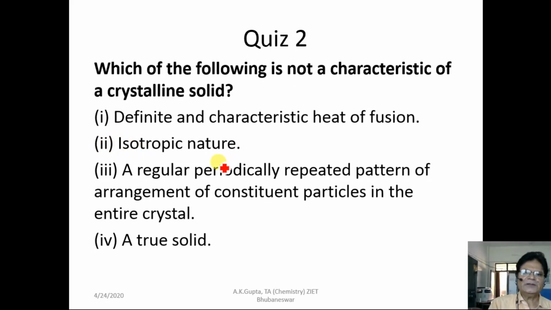Next quiz question. Which of the following is not a characteristic of crystalline solid? Think over it. Do crystalline solids have definite and characteristic heat of fusion? Yes, they have characteristic heat of fusion. Are they isotropic? No, they are anisotropic. Crystalline solids are anisotropic.